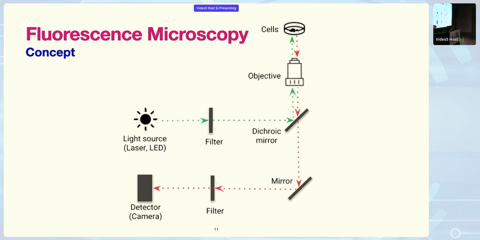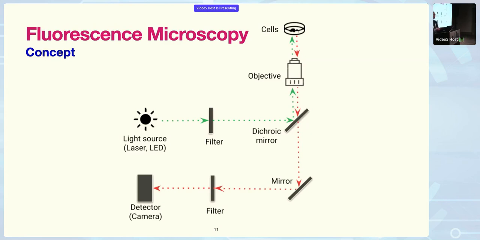So the fluorescence light goes back through the objective, now through the dichroic mirror, through another filter. This filter again filters out different colors, noise, reflections, and so on. And what we actually want to detect is this fluorescent light, which we do by a detector, which is usually a camera or you looking through the eyepiece of your microscope. So this is the concept of fluorescence microscopy.